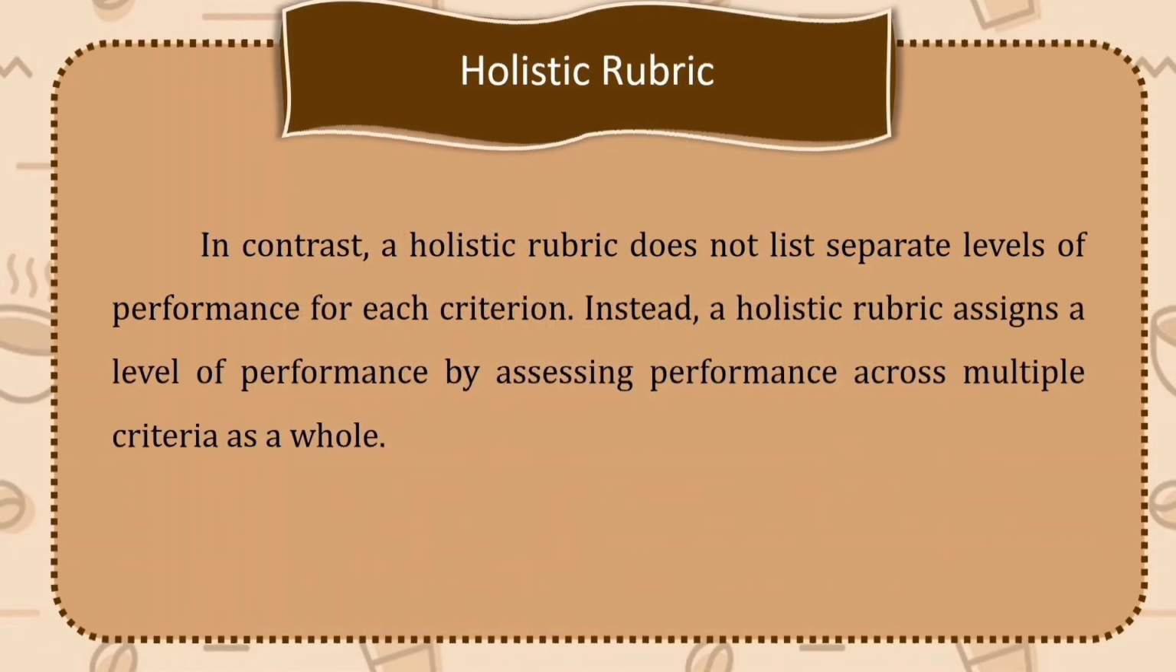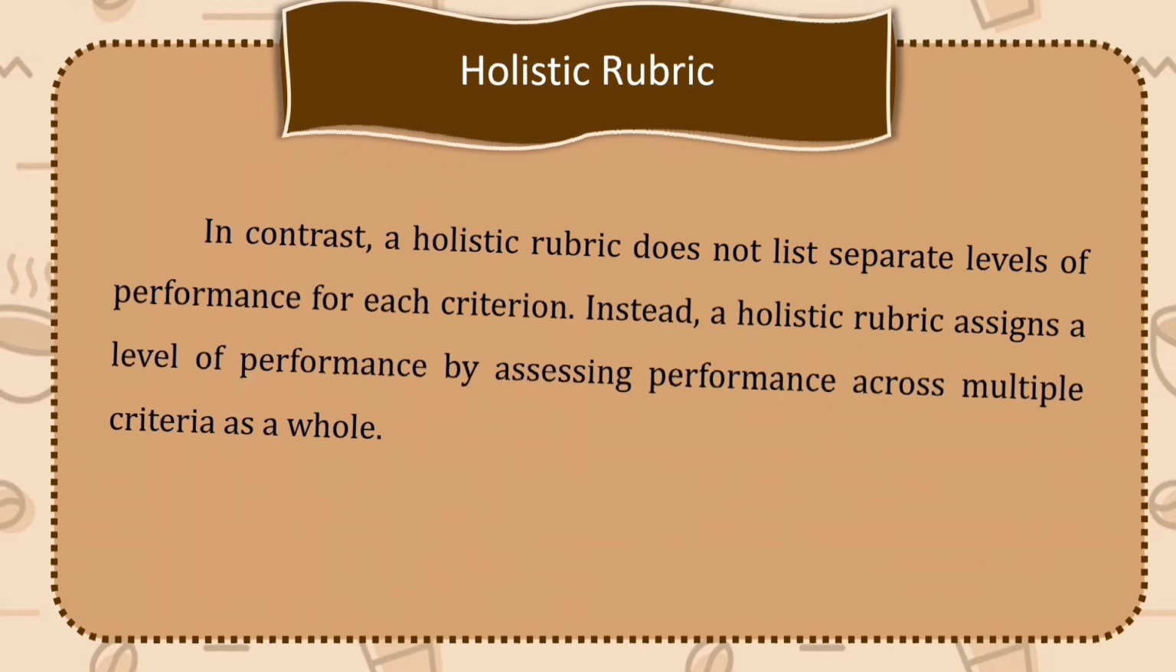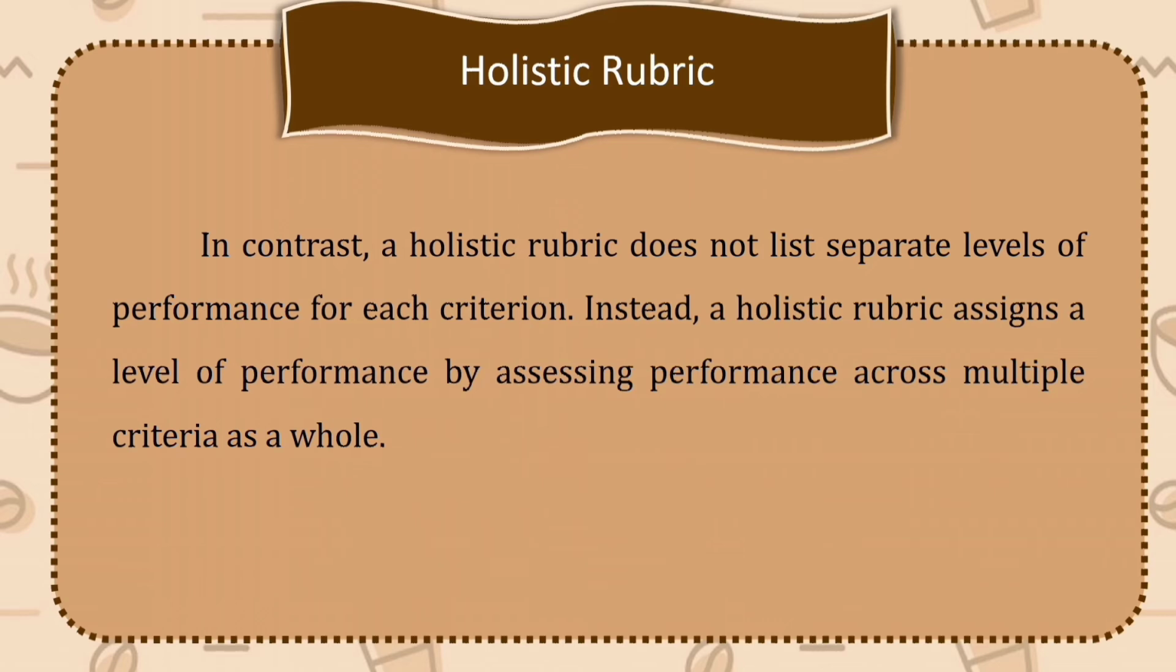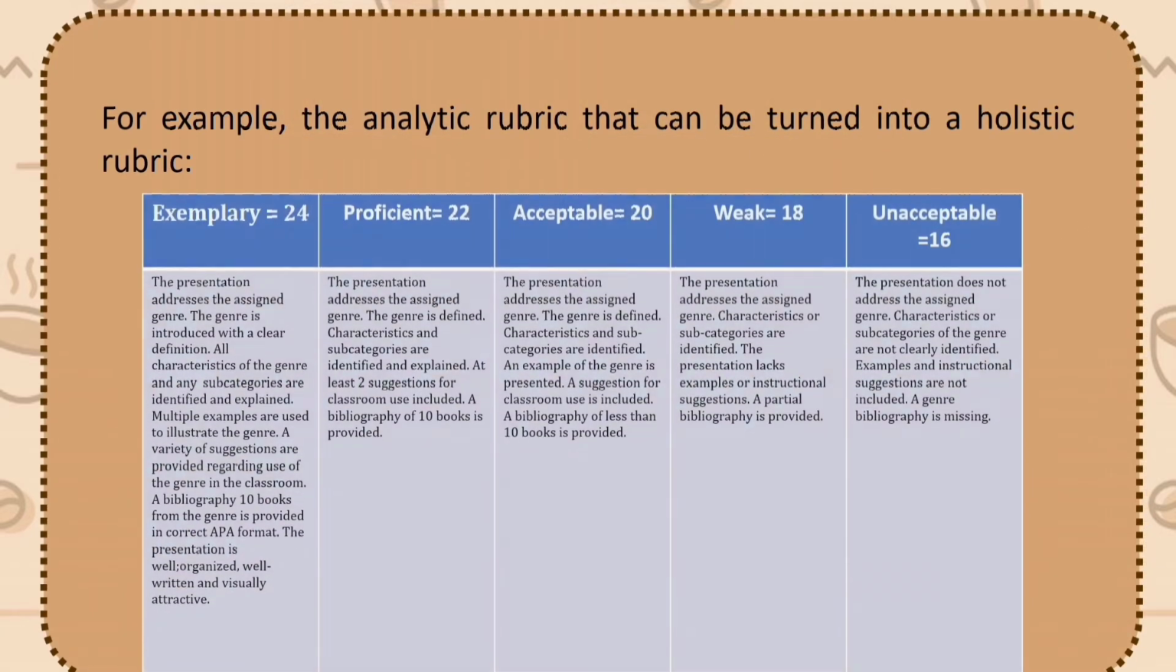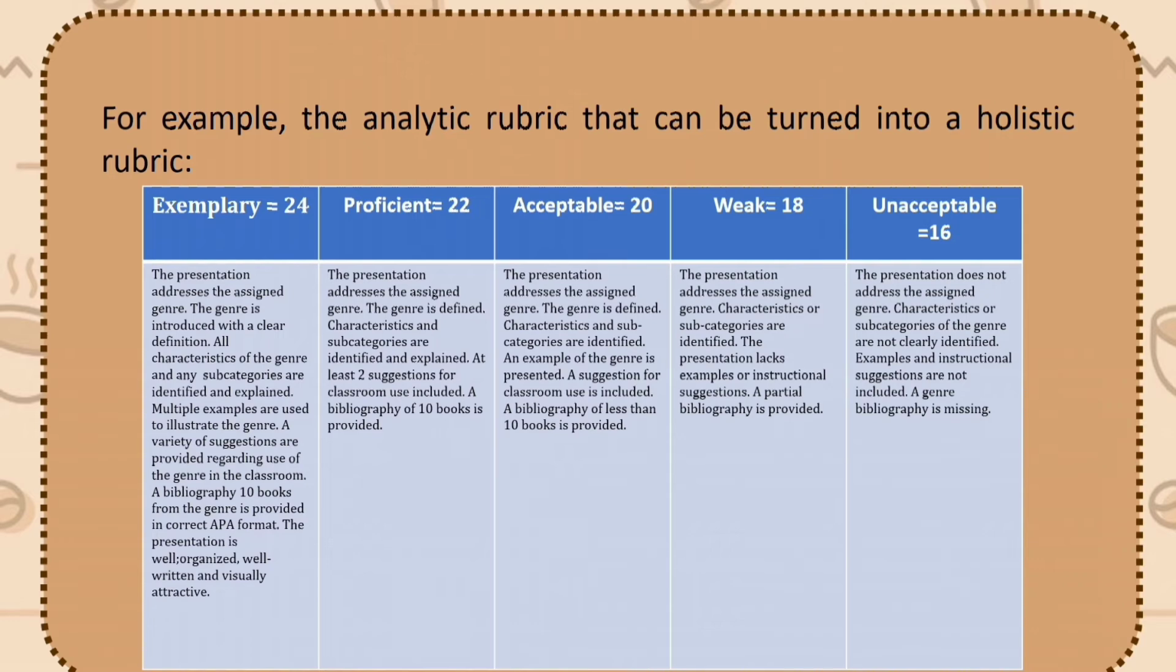In contrast, a holistic rubric does not list separate levels of performance for each criterion. Instead, a holistic rubric assigns a level of performance by assessing performance across multiple criteria as a whole. So again, students, please pause the video for another example of an analytic rubric that can be turned into a holistic rubric.